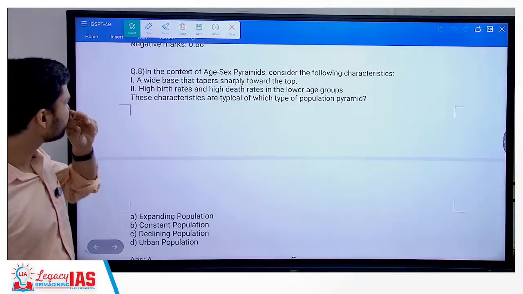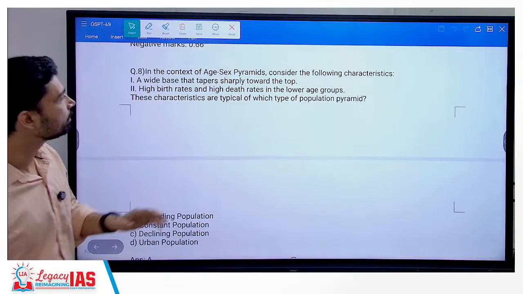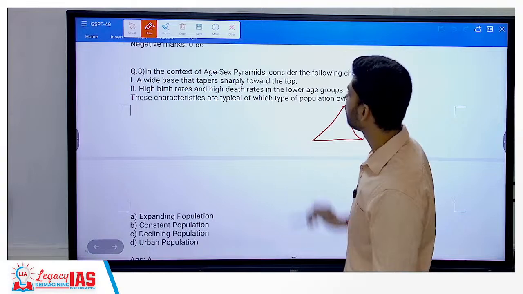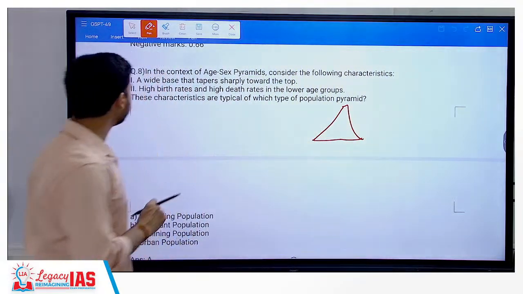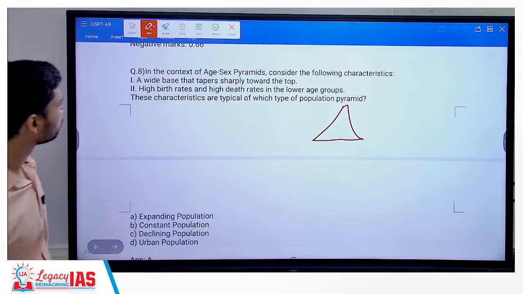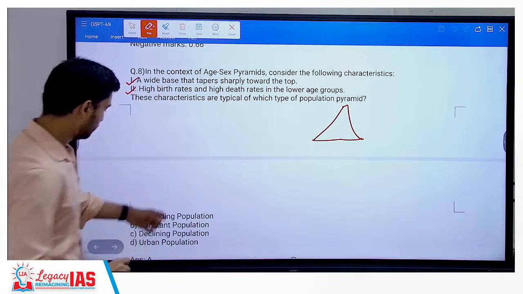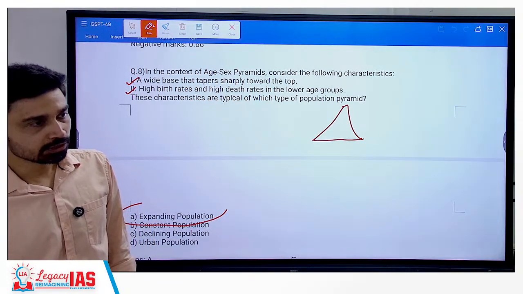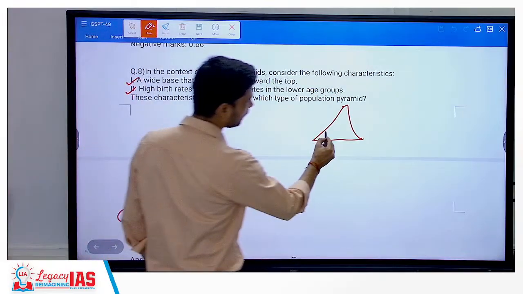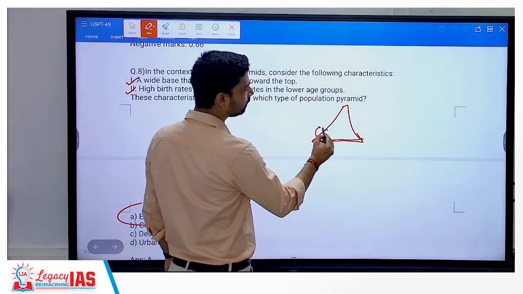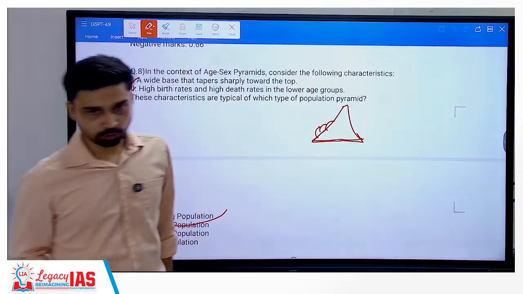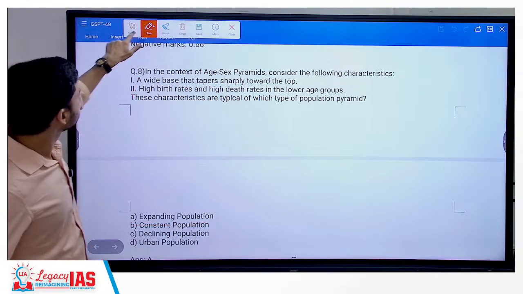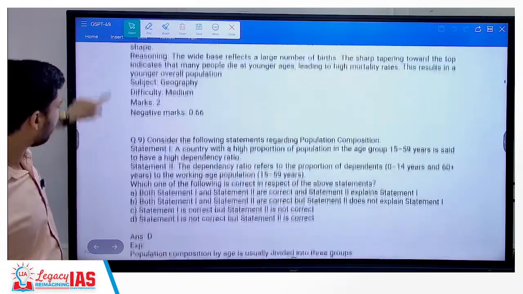Then an age pyramid with a wide base that tapers sharply toward the top. That means something like this. High birth rate and high death rate, with a large lower age group. These characteristics are typical of which type of population? Expanding population. Okay, because in the coming time the population will grow at a very fast rate, right? Here a wide base means these people will enter the reproductive age group. That's when they will contribute to population growth. And you have high birth rate, high death rate. So both of these are examples of an expanding population.